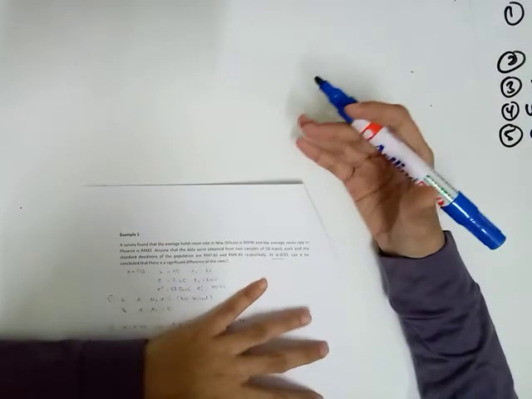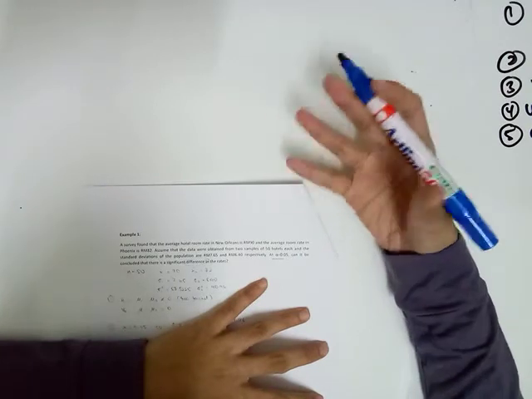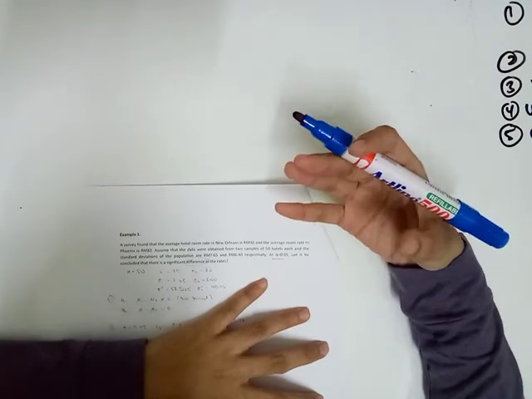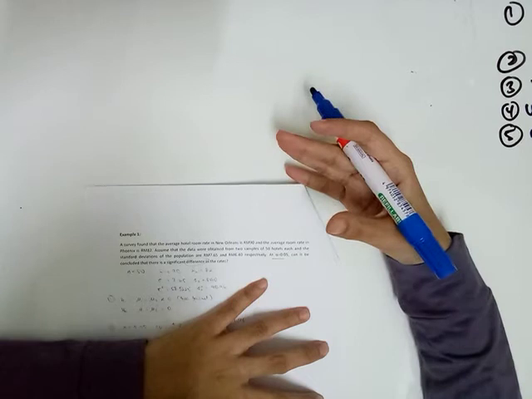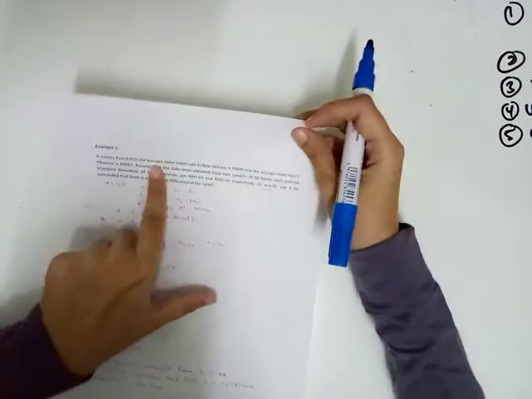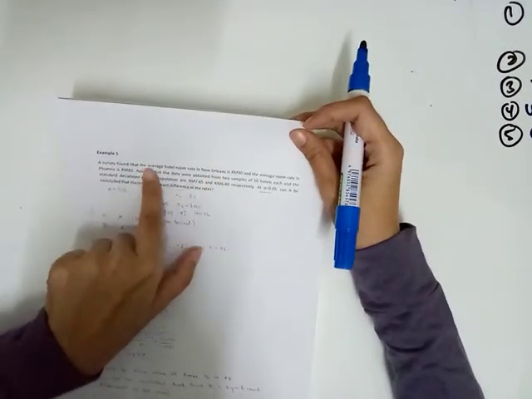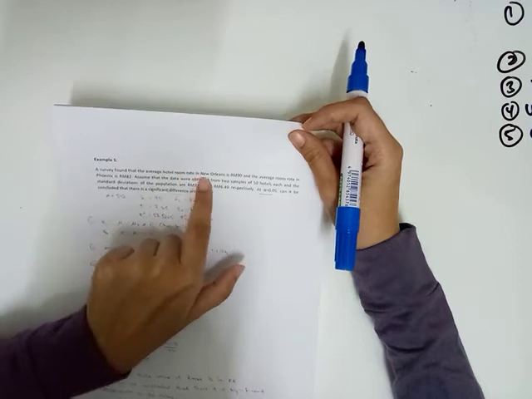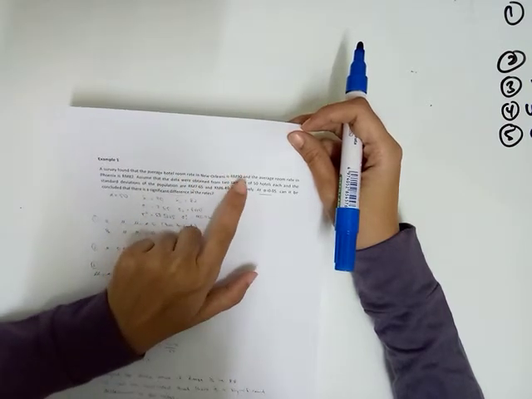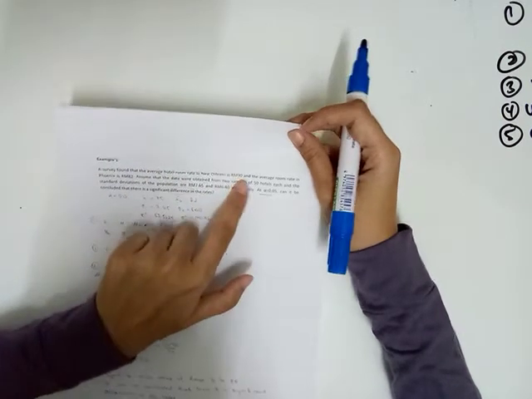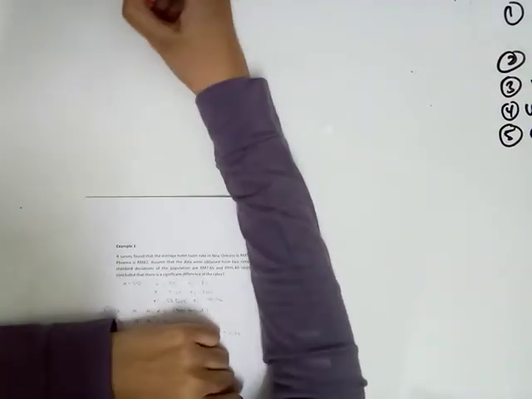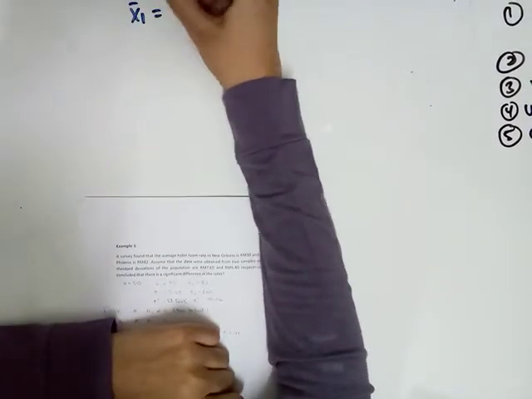For two population means, what is given first we have to let as the first data. For example, look at the first sentence: a survey found that the average hotel room rate in New Orleans is 90. So this average of 90 is the first data, so we let the sample mean be 90.